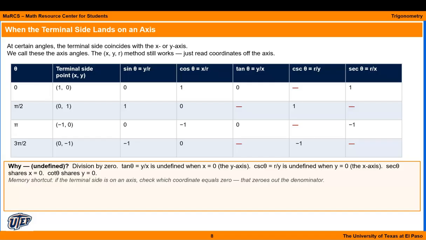When evaluating trig functions at these angles, we must be careful about division by 0. For example, tangent is undefined when x is 0, and cosecant is undefined when y is equal to 0.